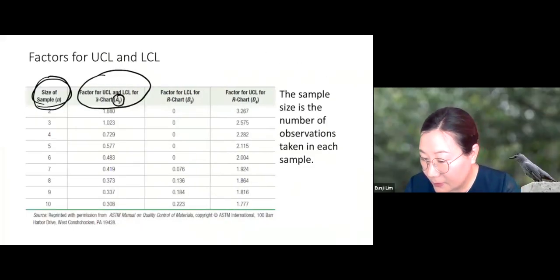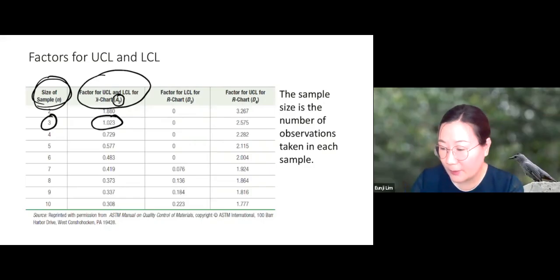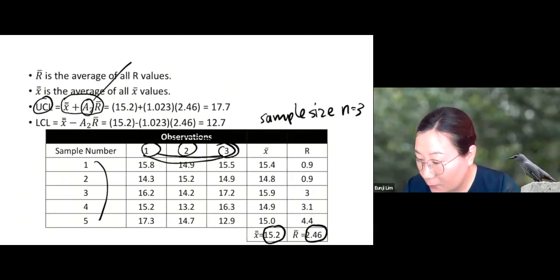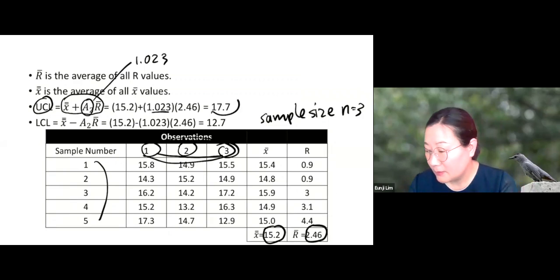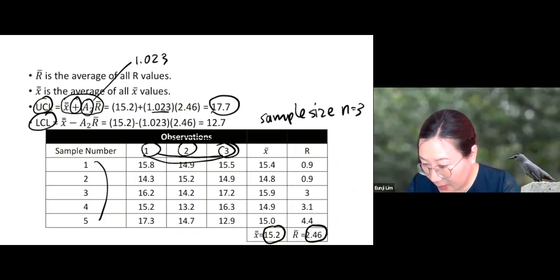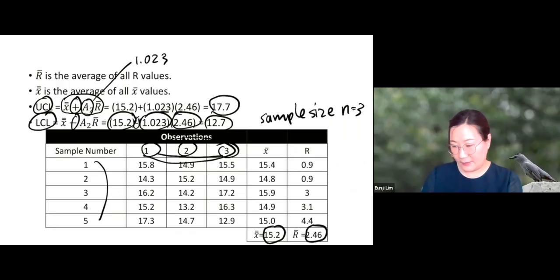So when the sample size is 3, A2 is 1.023. So we can plug it in, 1.023. So plug it in, you get 17.7. That's the upper control limit. Now, how about the lower control limit? We're going to use a similar formula, and instead of plus, we're going to use a minus. X double bar minus A2 times R bar, you get 12.7.